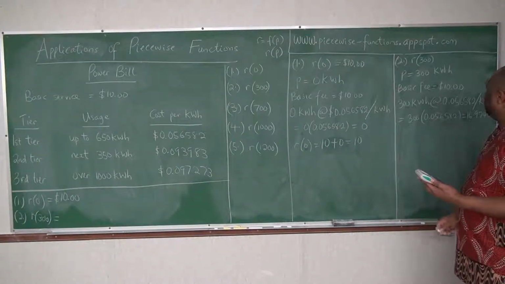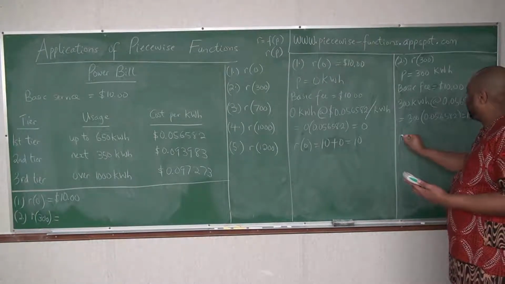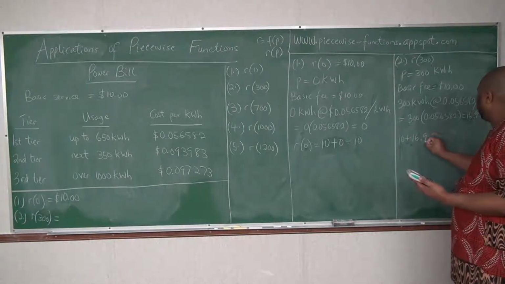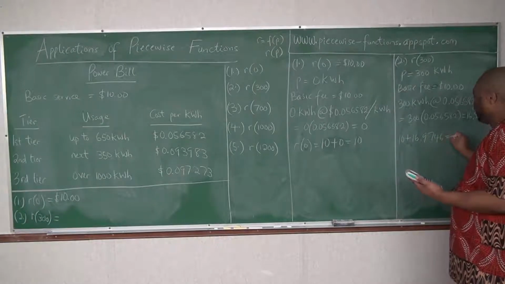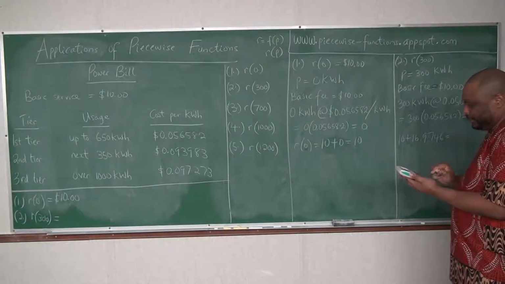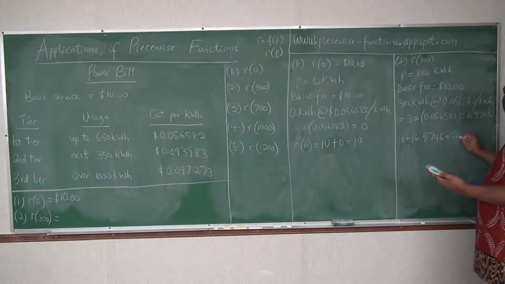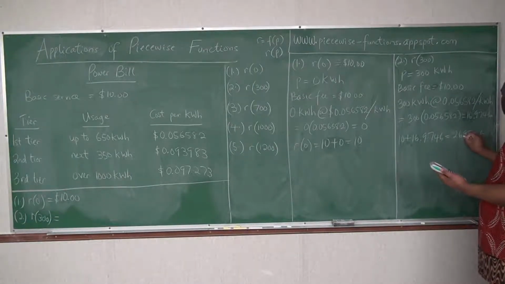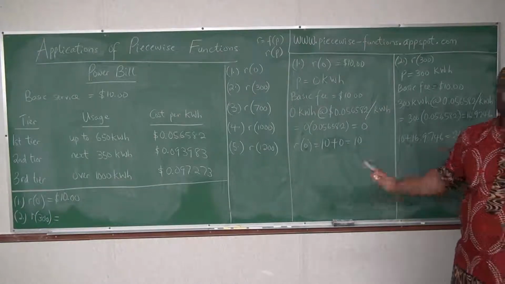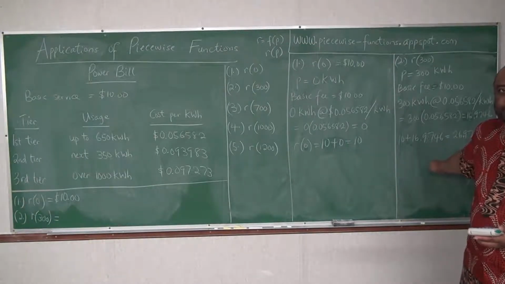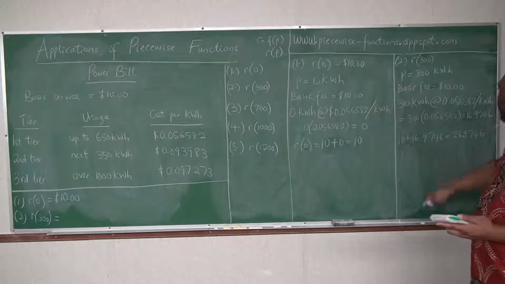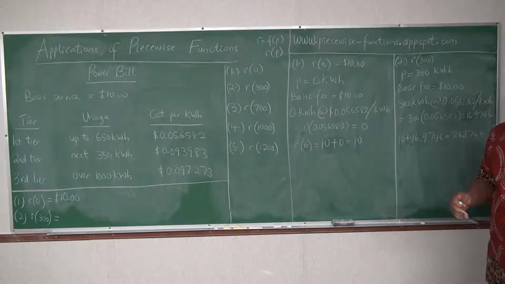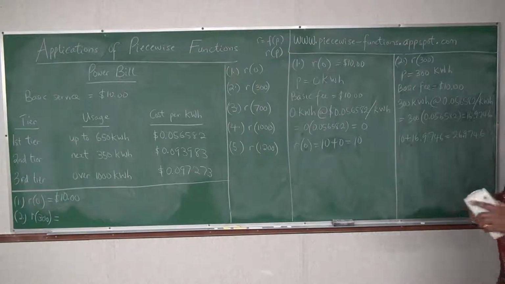So we now add. The total fee will be 10 plus 16.9746. So this is plus 10, and that is 26.9746. So you do not round until the final answer. Okay? We do not round intermediate calculations. We only round the final answer.